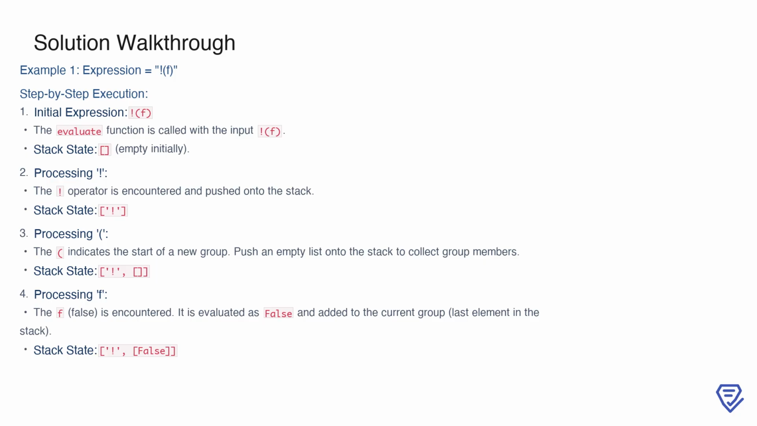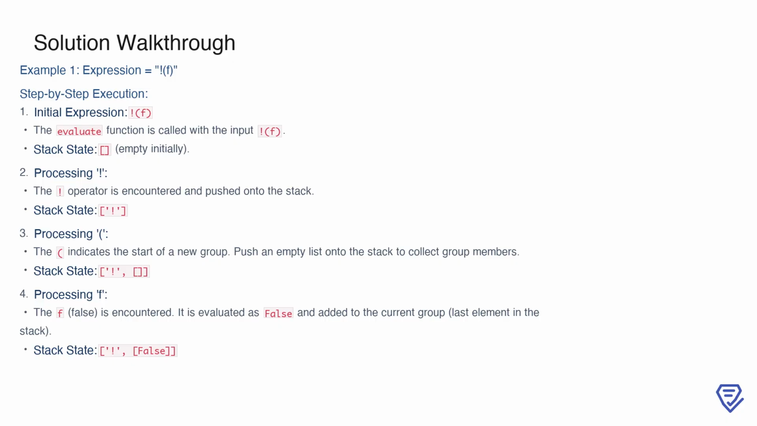The process begins by calling the evaluate function with the input !(f). At the start, the stack is empty. The first character we encounter is the ! operator, which is immediately pushed onto the stack. This operator signifies a not operation. Next, the ( character is processed, indicating the start of a new group. To handle this, we push an empty list onto the stack to collect the elements of this group.